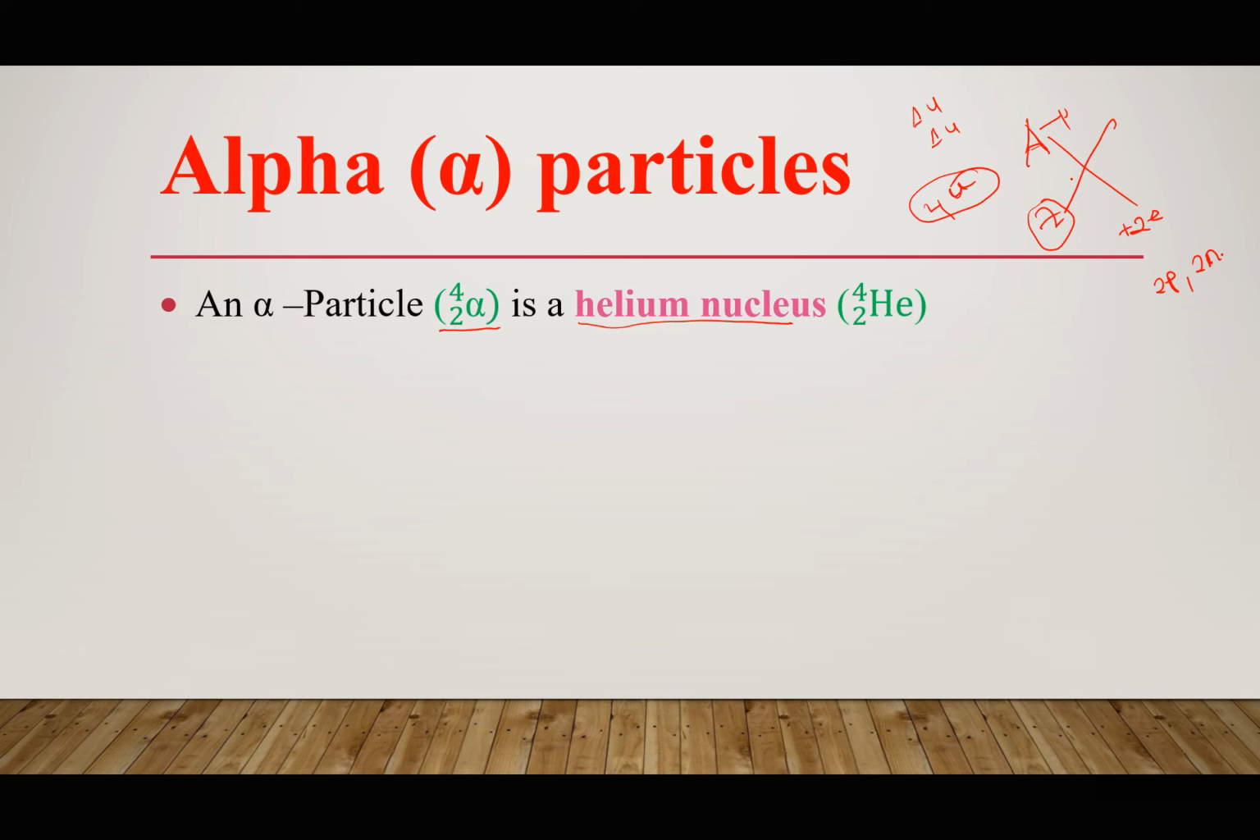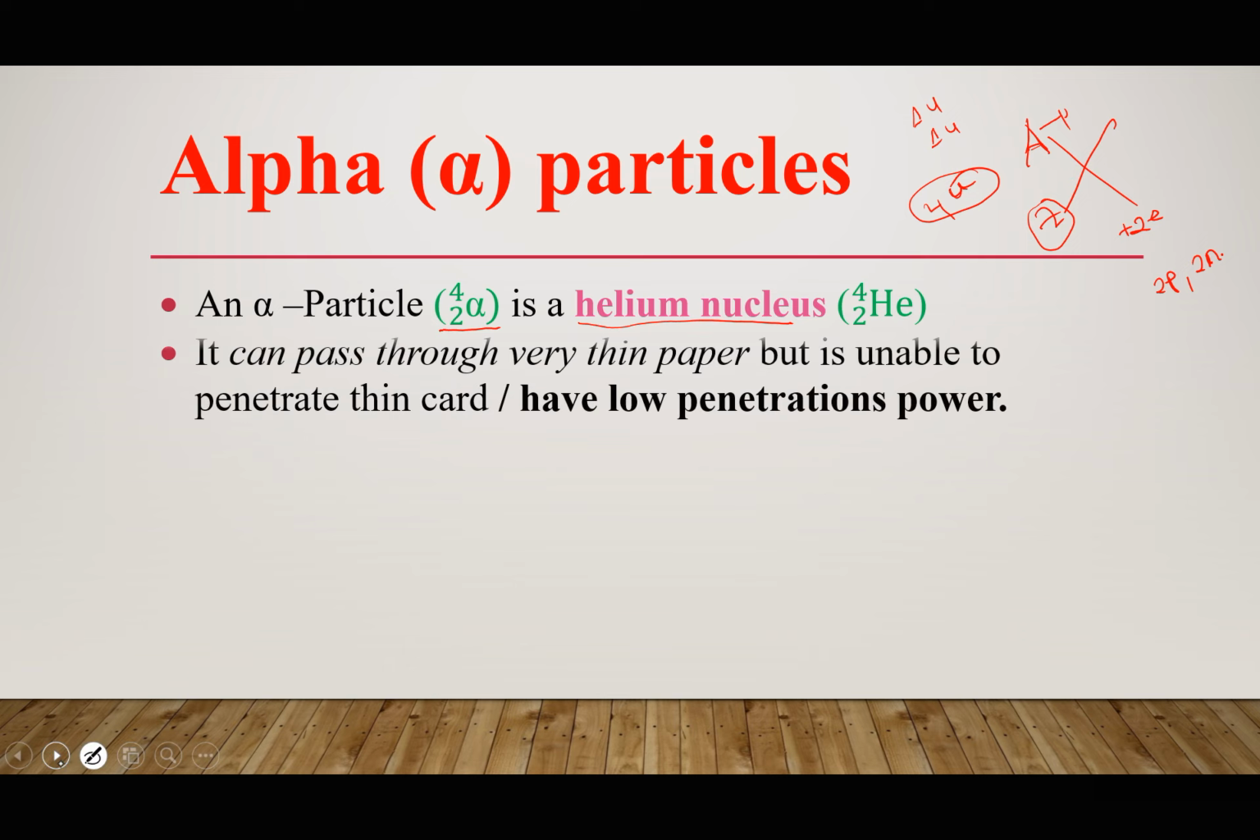So an alpha particle is a helium nucleus and it has a charge of that. It can pass through very, very thin paper, but it is unable to penetrate thin card, a card that is relatively stronger. Therefore, it has low penetrating power. So alpha particles have low penetration power. They can pass through very thin paper, but they have low penetration power.